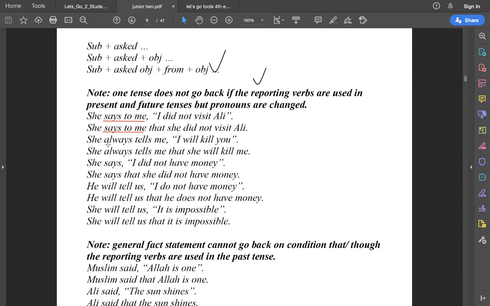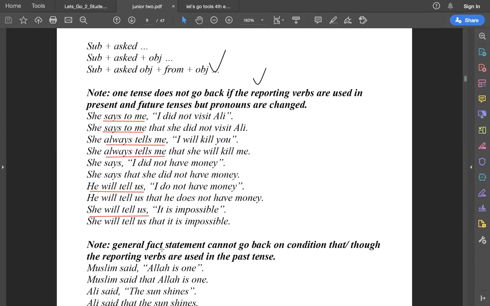She always tells me. Look here. Here also the reporting verb is in present tense. She always tells me. And here, he will tell us, or she will tell us. So in these situations, you don't need to change the tenses. You are just going to change the pronouns and adverbs.